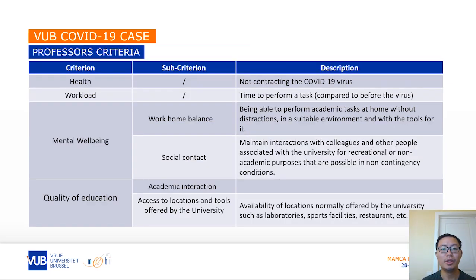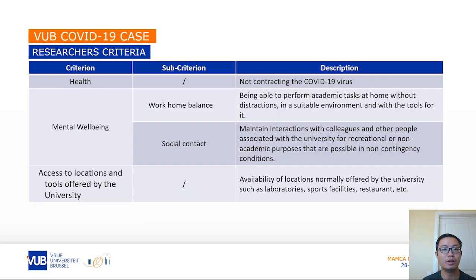In a similar way, the criteria of the professor group and research group are also identified. Here are the criteria for the professor group. There are four main criteria, which are health, workload, mental well-being, and quality of education. Under mental well-being, there are two sub-criteria, work-home balance and social contact. Under quality of education, there are academic interaction and access to locations and tools offered by the university, these two criteria. Here are the criteria for the research group.